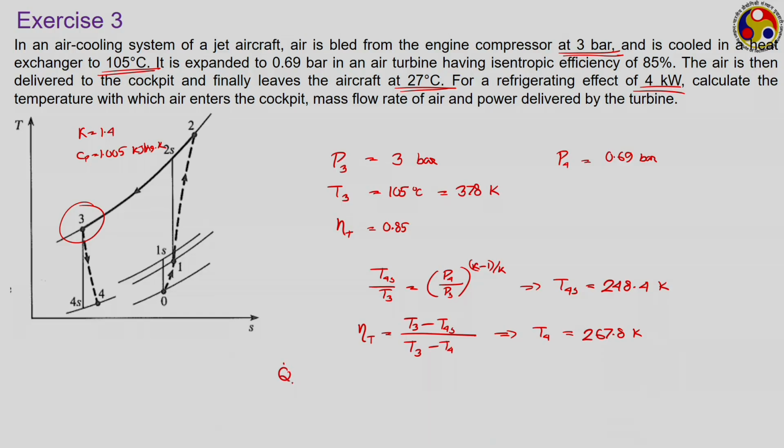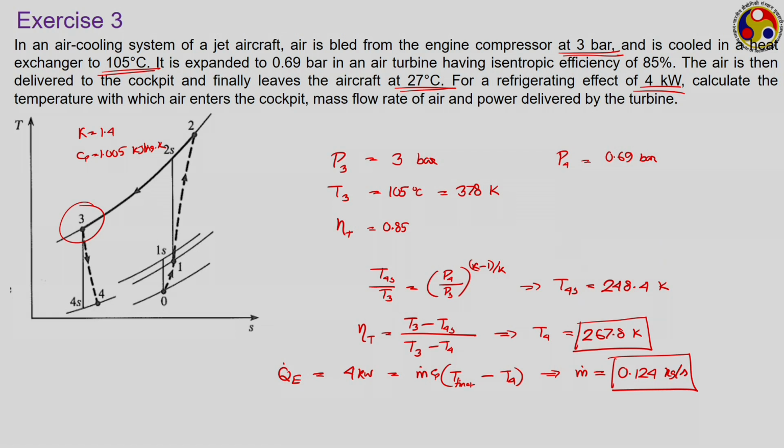So, then how much is Q dot E? Here it is given as 4 kilowatt, that will be equal to the mass flow rate into Cp into the final temperature with which this air is leaving minus T4, the supply temperature. The final temperature is given as 27 degrees Celsius, and T4 we have just calculated. From there we can get m dot equal to 0.124 kg per second, and the other values you can calculate the same way. The mass flow rate we have got, and the final temperature at which it is delivered to the cockpit is T4. The power delivered by the turbine, W dot T, will be equal to the mass flow rate into the change in enthalpy, that is Cp into T3 minus T4, which comes to 13.7 kilowatt. So, 13.7 kilowatt of power is available from this turbine, which can be used for auxiliary uses as well.